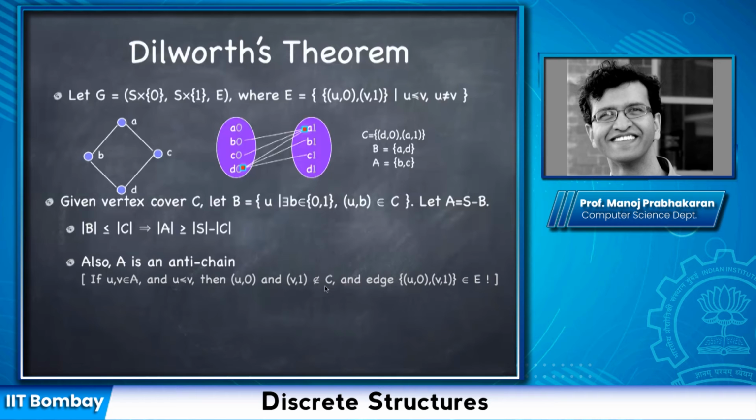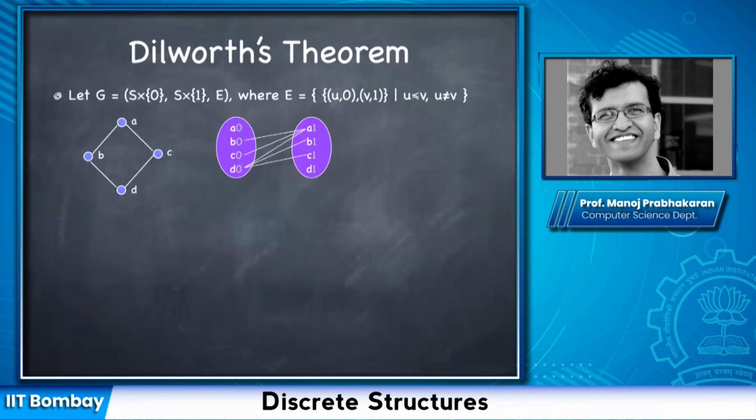Okay. All right. So this is the first thing we want to say. If you give me a small vertex cover, then that would correspond to a large anti-chain. So the smaller C gets, B also gets smaller, and my set A gets larger, right? So if you give me a small vertex cover in this graph G, I will give you a large anti-chain in the poset.